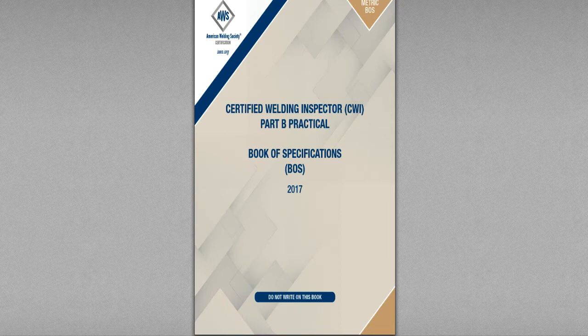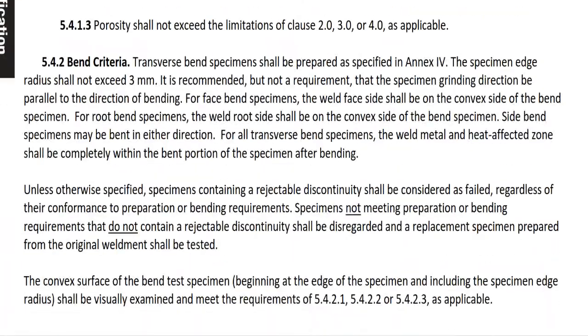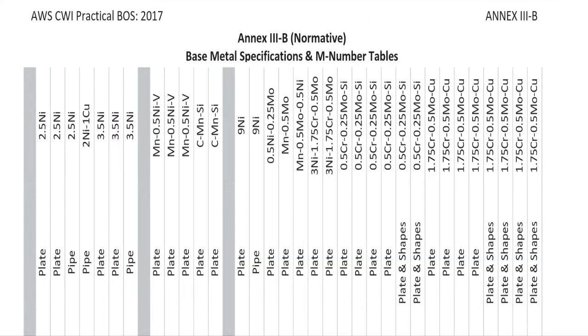Today I'm going to start on 5.4.2, bend test criteria. I'm going to read out the specification and give you the explanation. 5.4.2 bend criteria: transverse bend specimens should be prepared as specified in Annex 4. Okay, let's go to Annex 4.